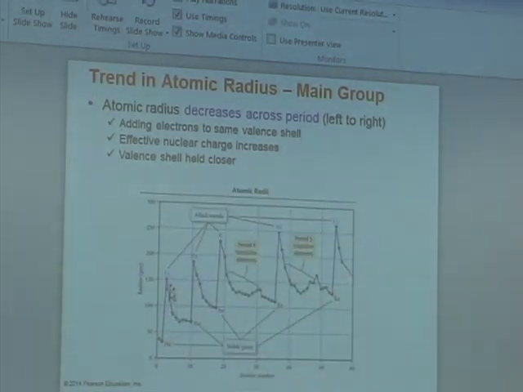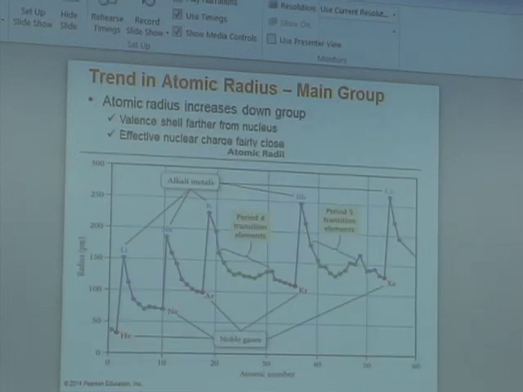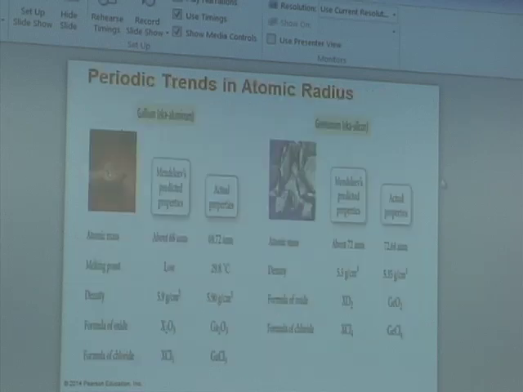So for the atomic radii, here are the alkali metals, and here are the noble gases. So it increases, but then decreases, right? Going left to right.